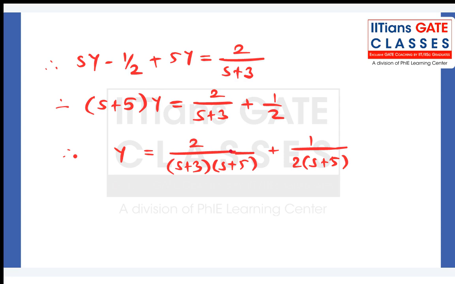The second part, plus 1 by 2(s plus 5), we can easily do. But the first part on the RHS, which is 2 by (s plus 3)(s plus 5), we are supposed to use partial fractions for. Then only you can take the inverse Laplace and get the desired answer. So there's a standard procedure. Again, we have discussed this ample amount of time in our regular classes, so if you have attended those, you should be able to do this.